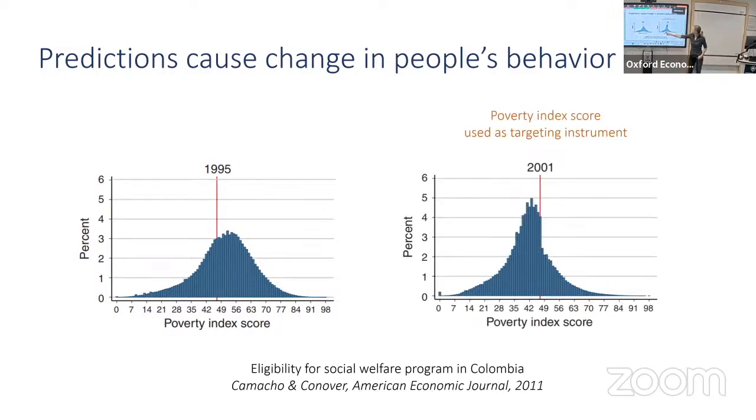Okay. So we see how the distribution shifted after this poverty index score was used as a targeting instrument. People wanted to get subsidies, and politicians wanted, it's just a lot of dynamics happened in the population. So this distribution shifted in response to these scores.